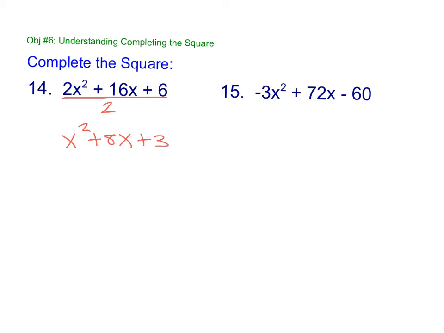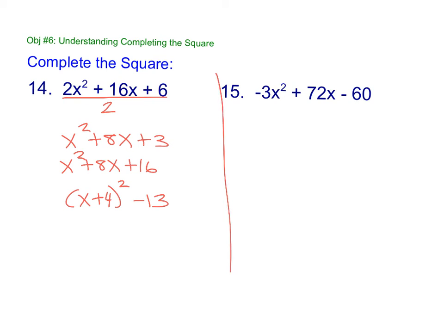Okay, so now pause the video and just go through and do all the work. So x squared plus 8x, so 8 divided by 2 is 4, 4 squared is 16. So I get my x plus 4 squared. Again, how do I get from 16 to 3? I have to subtract 13. Or we can think about it as I added 16, I'm subtracting 16 and adding that 3 to it, which gives me negative 13.